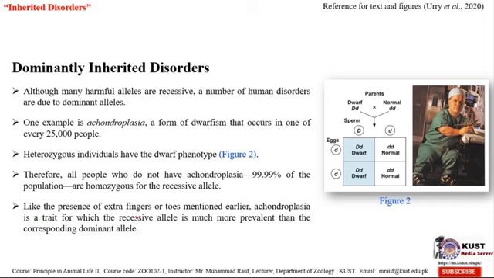Like the presence of extra fingers or toes mentioned earlier, achondroplasia is a trait for which the recessive allele is much more prevalent than the corresponding dominant allele. Why? Because the dominant alleles are quite often lethal. The person does not make it up to the age where the person can marry and reproduce, so the person dies much earlier.